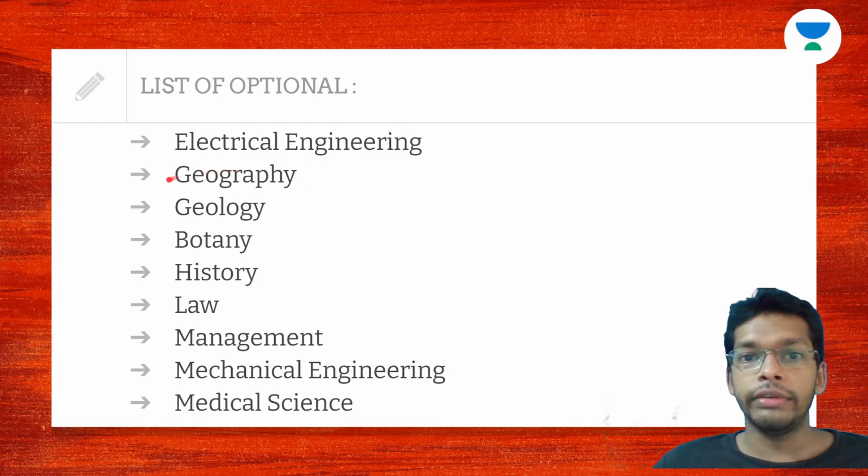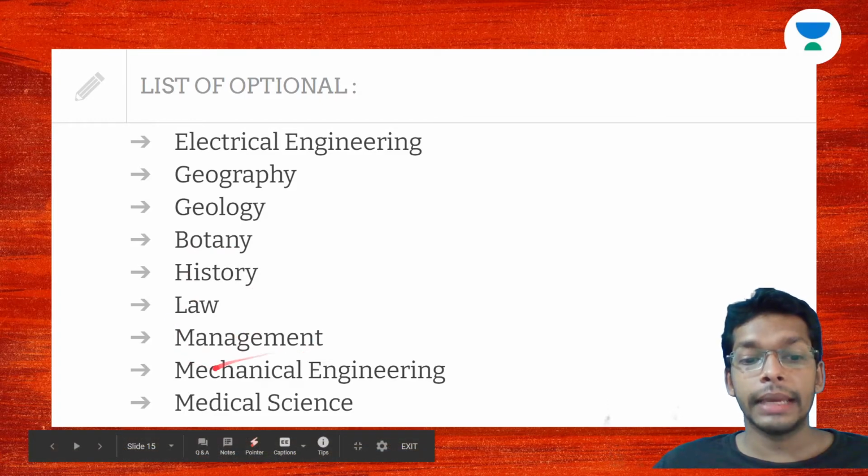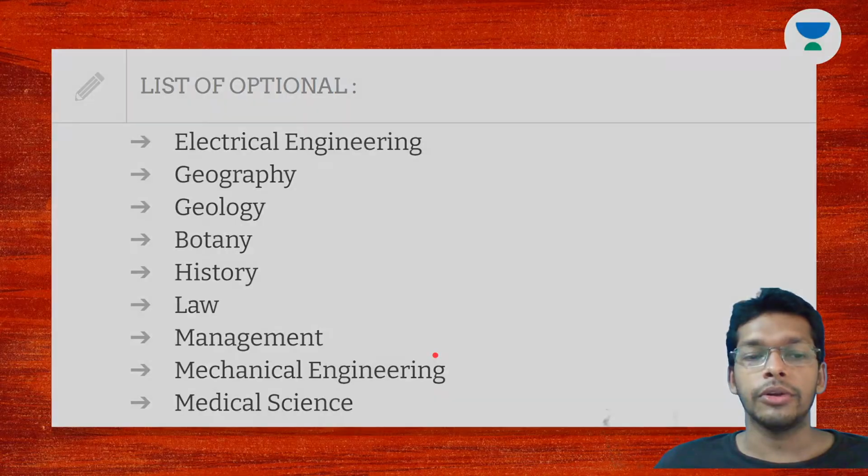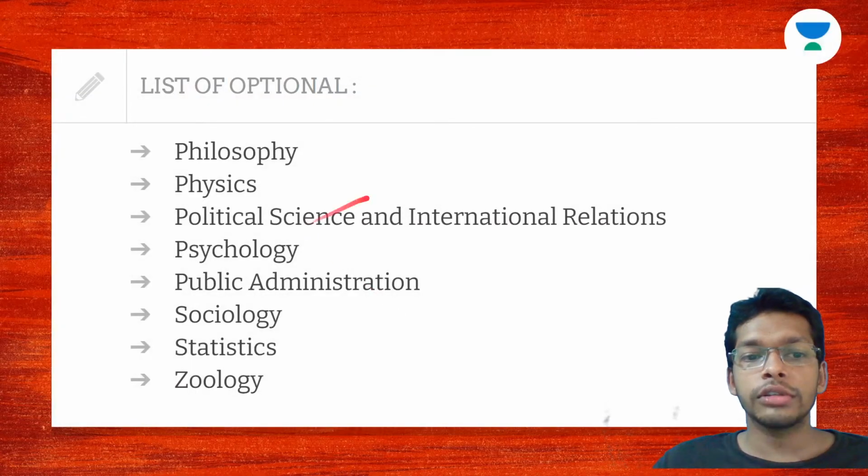Okay, then there is geography. Geology is there. Geology is also a comparatively good subject. Okay, botany, history is there. Law is there. Management, mechanical engineering, medical science. So usually the medical graduates take medical science as an optional, which has been shown to give successful results also. Then there is philosophy, physics, political science, and IR. So this is another popular subject. Then there is psychology, public administration, which was my optional. Then there is sociology, statistics, and zoology.